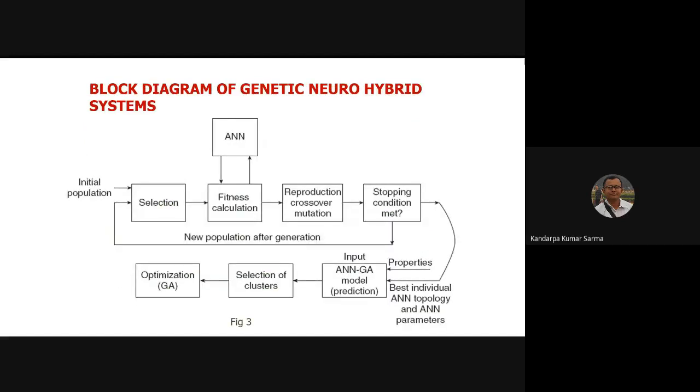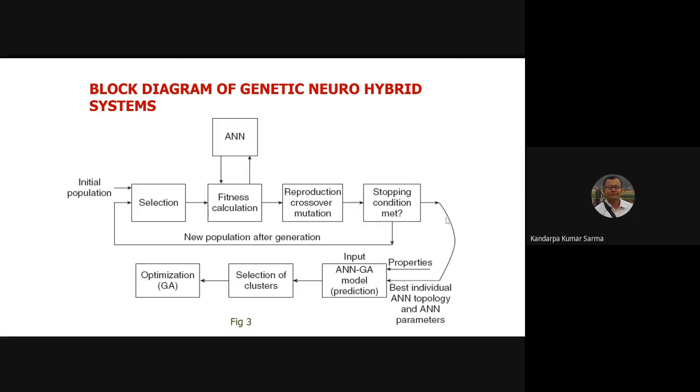So here is a block diagram of a genetic neurohybrid system. First, we start with an initial population that will do a selection. Then there will be a fitness calculation that will be coming from an ANN, one feed from here, and it will be further giving a feed to the ANN. Then the fitness calculation will drive a reproduction, crossover, mutation block. Then there will be a stop condition set.